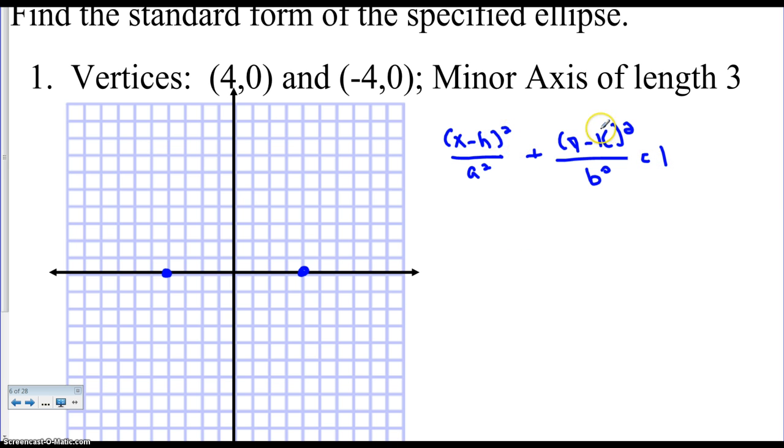So h and k are my center. I have to find out what is in the middle of these two vertices. So right here is my middle. It is 4 away from this vertex and 4 away from this vertex. So my center is (0, 0). In place of h and k, I'm going to put 0 there.